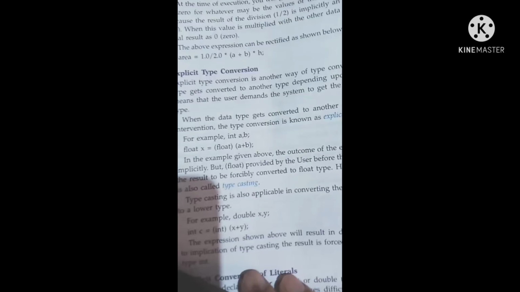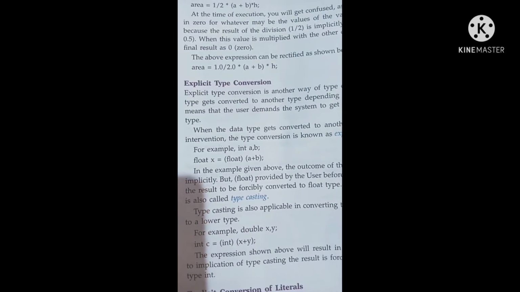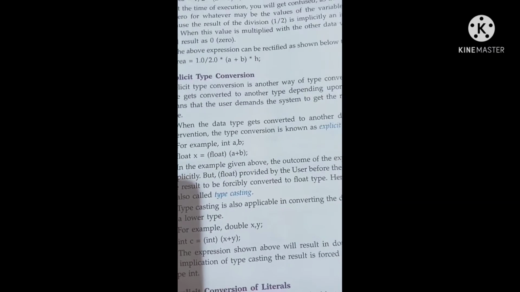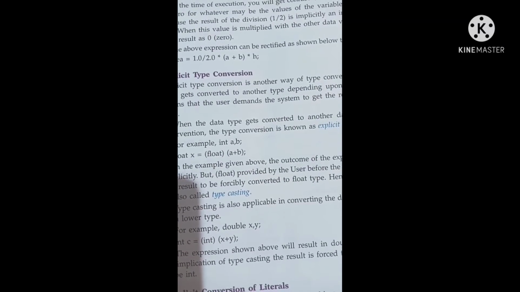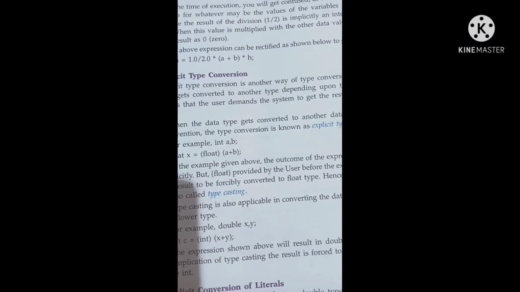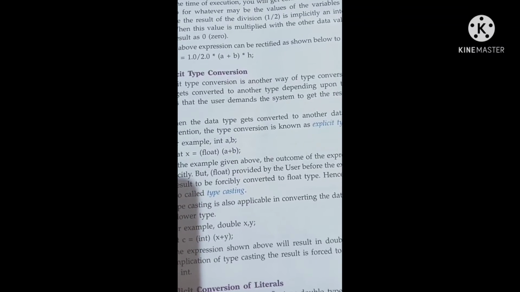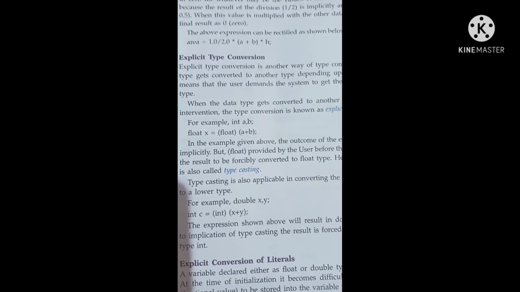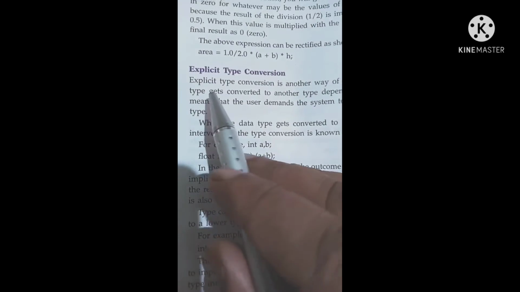types. Okay, so as I have told you, explicit data types are the user's choice. You can evaluate your statement in the data type of your choice, whichever you want to get. Okay, for example, it is explained here.